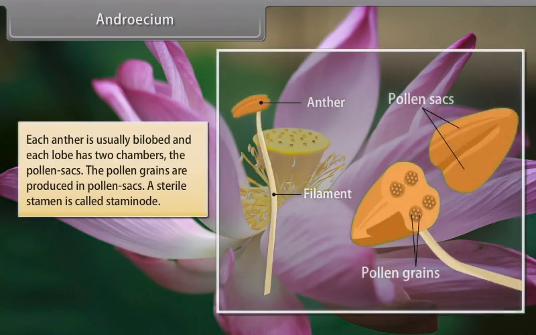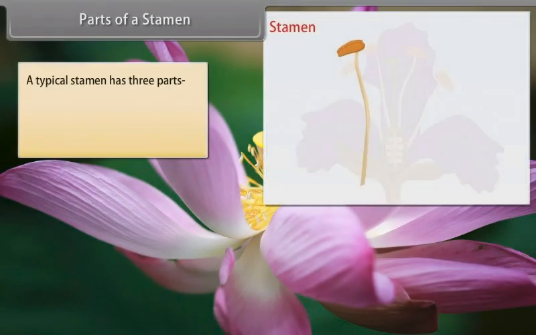Each anther is usually bilobed, and each lobe has 2 chambers, the pollen sacs. The pollen grains are produced in pollen sacs. A sterile stamen is called staminode. A typical stamen has 3 parts: filament, anther, connectives.